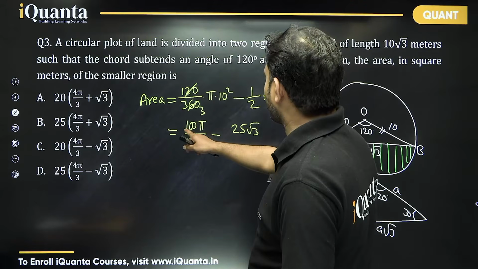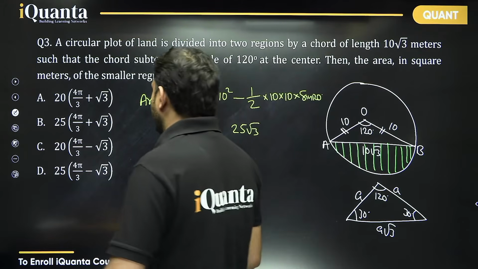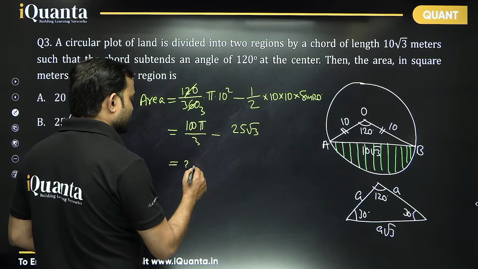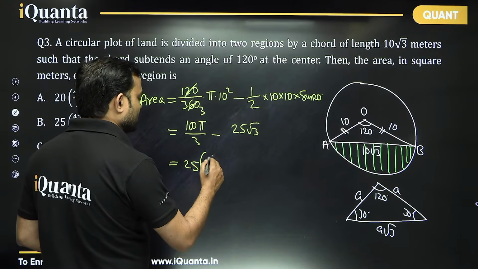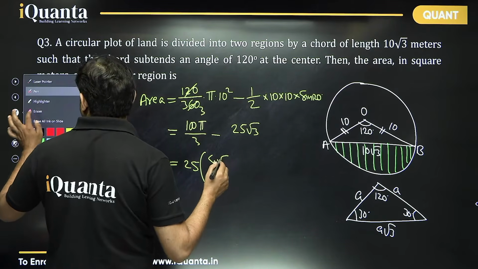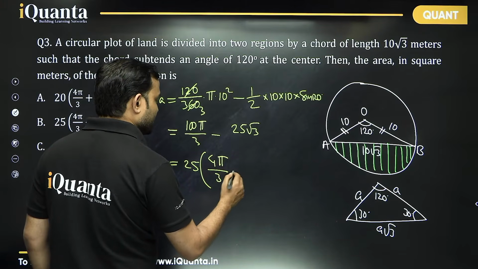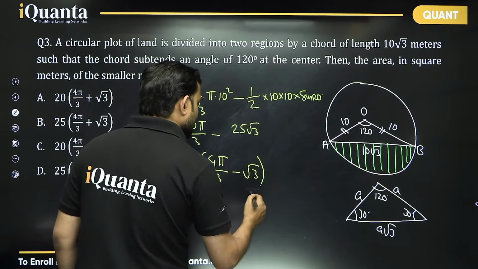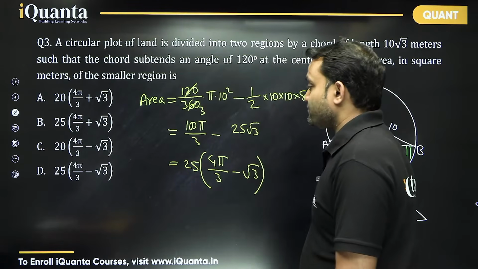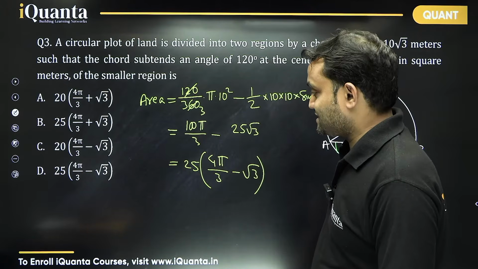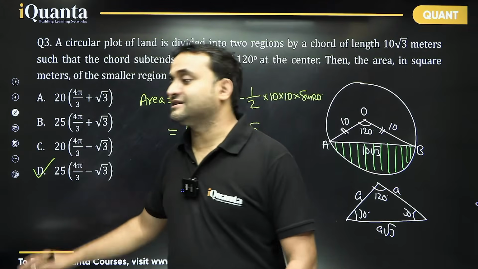So between 100 and 25, we can take 25 common. So let's take 25 common. Then let's see what is left. What's left is 4 pi upon 3 minus root 3. Do we have it in the options? So yes, option D is exactly the same answer, right?